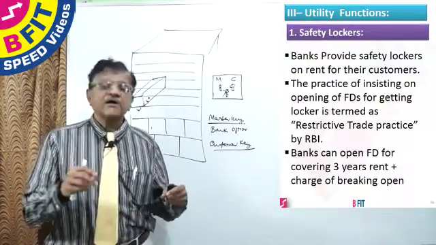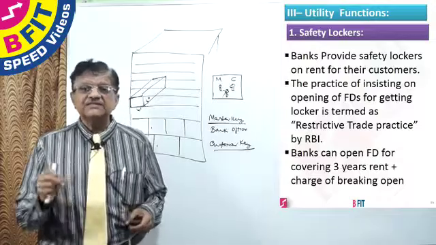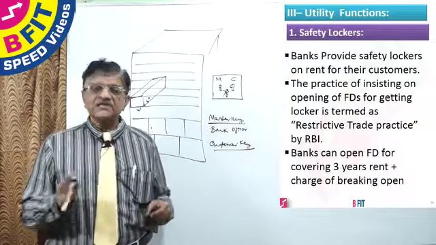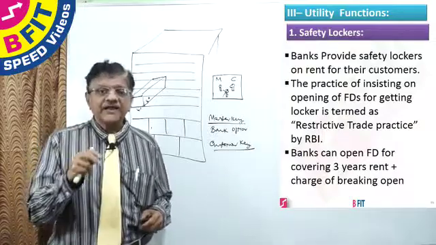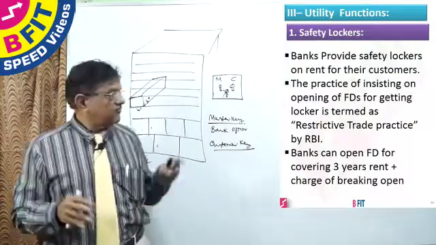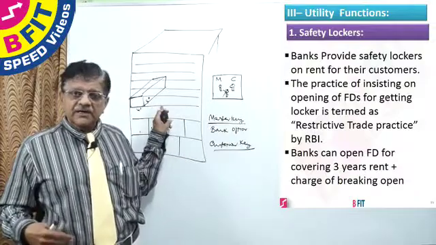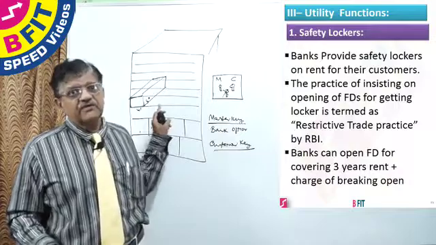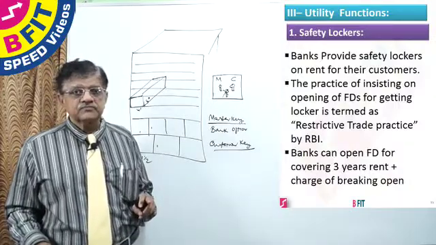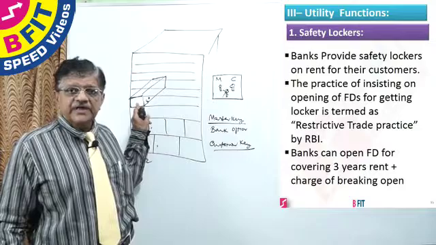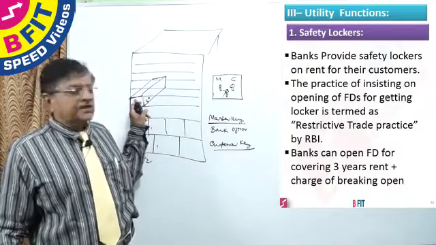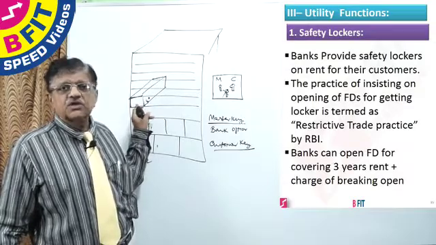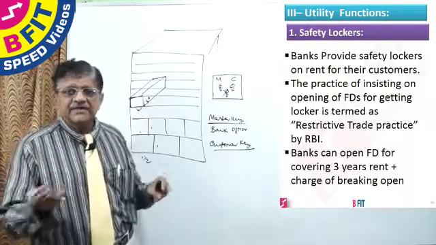The Reserve Bank of India has clearly given guidelines. This comes under restrictive trade practices, and a bank should not insist on opening a deposit of 5 lakhs. You cannot insist on a fixed deposit for opening a locker. You can ask for a locker advance, you can ask for payment of locker rent in advance, but you cannot ask for a fixed deposit of 5 lakhs. The rent ranges from 1,000 rupees per year to 8,000, 9,000, 10,000, depending upon the size of the locker. Similarly, some amount is also taken as an advance, 3 times the rent or 5 times the rent, depending upon the bank.